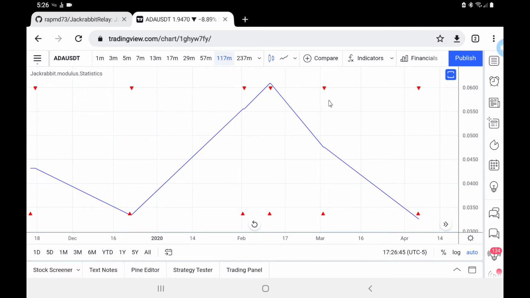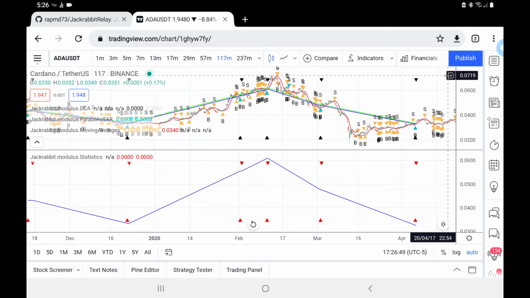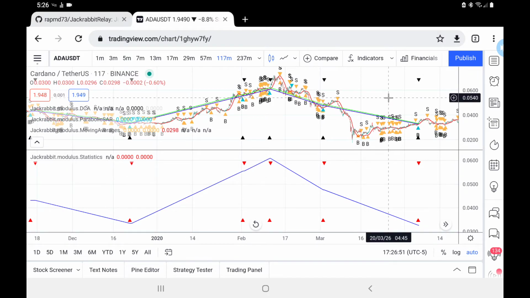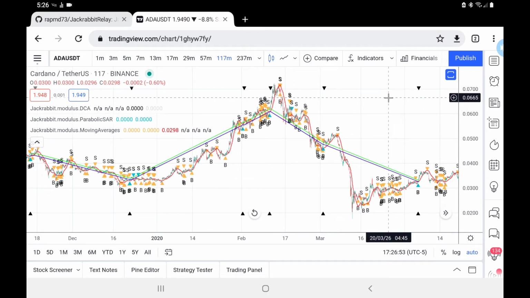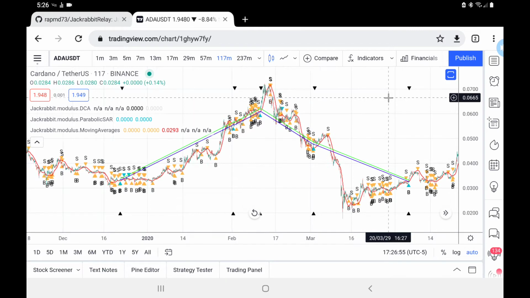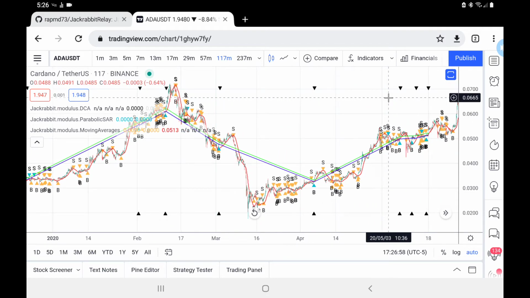Okay, here we go. Let's bring up the other chart. March of 2020 was a nightmare for a lot of people. This recipe simply didn't care. In fact, it sold off right before everything went down the drain and picked up down here.